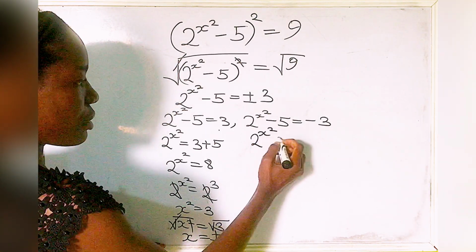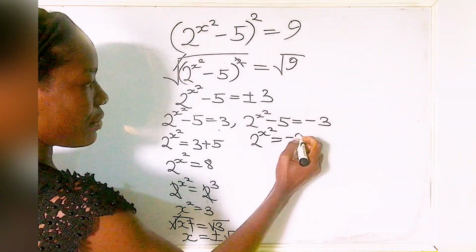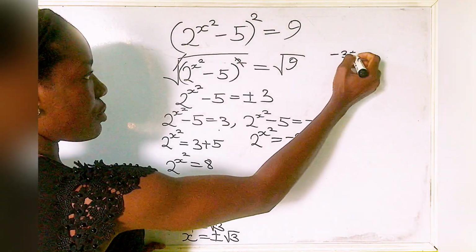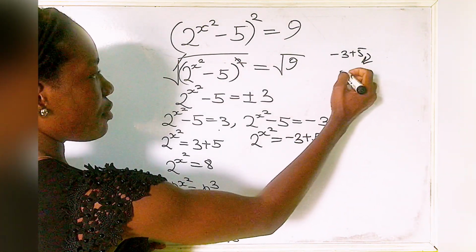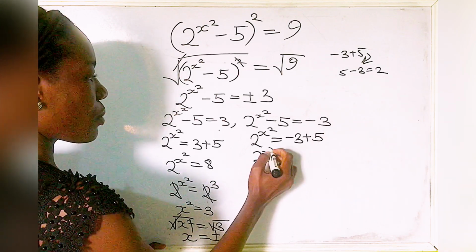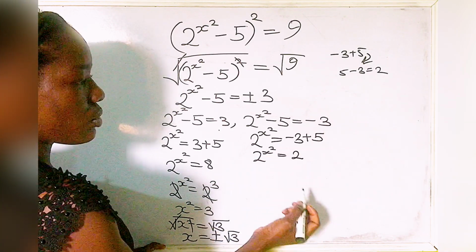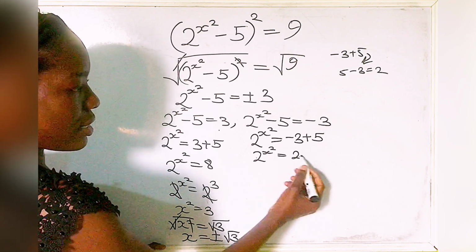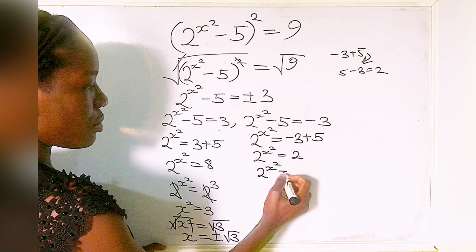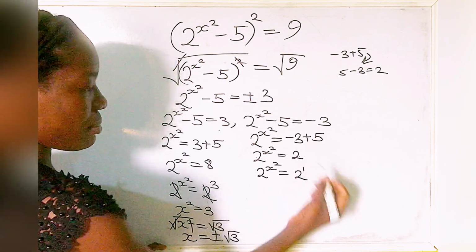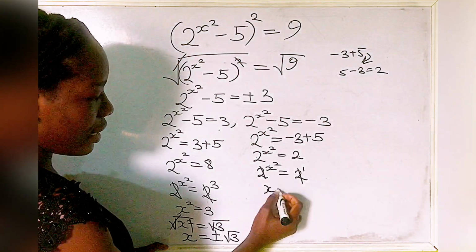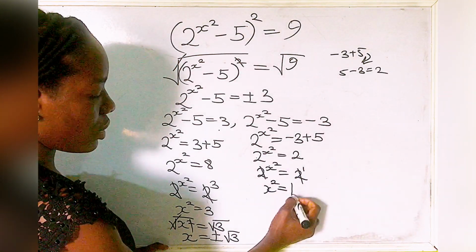2^(x squared) is equal to negative 3 plus 5. That's negative 3 plus 5, the same thing as 5 minus 3. That is 2. So we have 2^(x squared) is equal to 2. Now this is already in the same base, but let us put a power to this: 2^(x squared) is equal to 2 to the power of 1, that's the same thing as 2. Now the bases cancel. Now we have x squared is equal to 1.